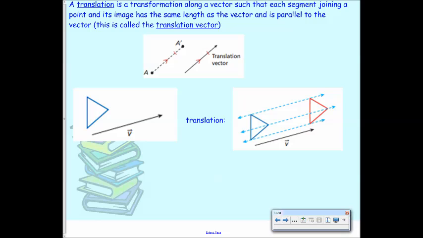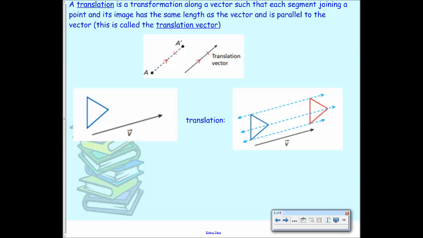And what do you notice as you go from all the points along the vectors? All the vectors are what to each other? Parallel. They're parallel to each other, which means they will never what? They will never touch each other. Okay? So translation vectors will all be parallel.